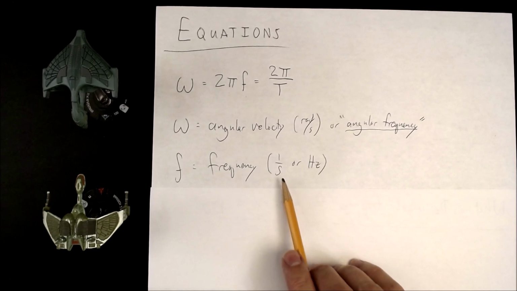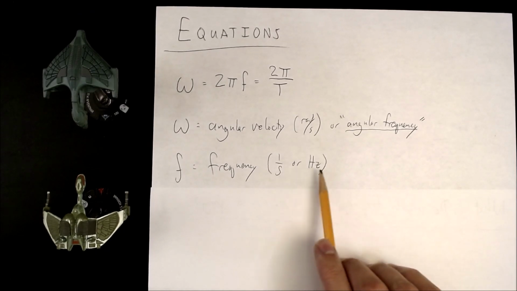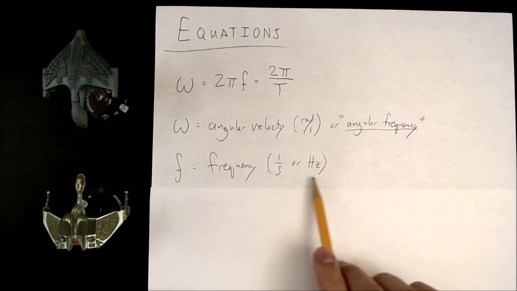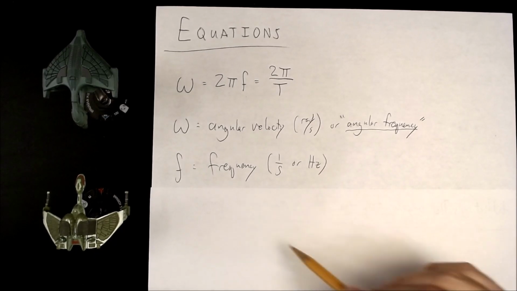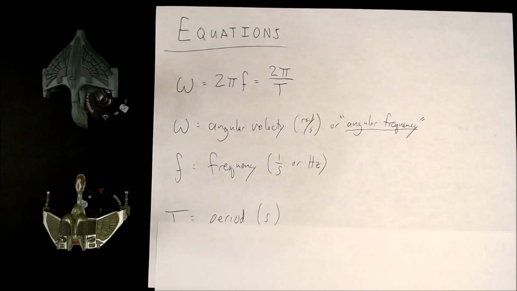A lot of the engineers out there know that 1/seconds is the equivalent of hertz. Both of these are just fine. Hertz, how many cycles per second you have, full cycles per second. And then T is the period, which is in seconds.